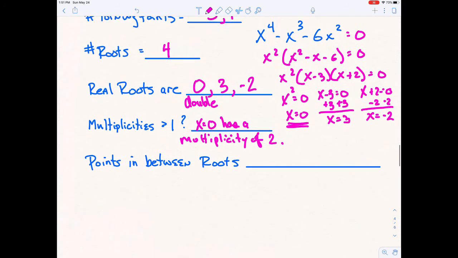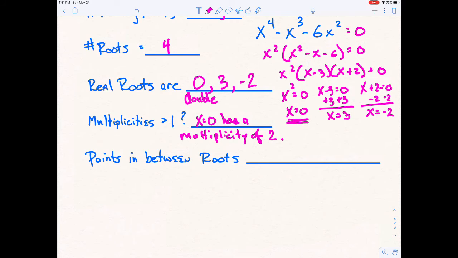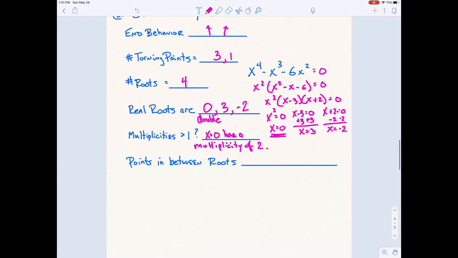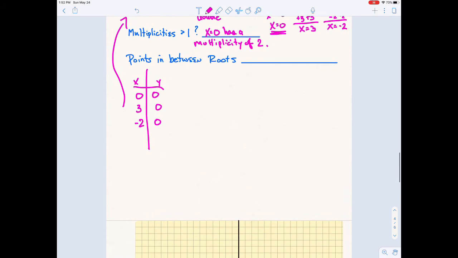All right, so that gives that. We recognize that when we graph that, we're going to bounce at x equals 0, and then points in between the roots. This is where we're going to go ahead and do a little xy table to kind of get ourselves sorted. So when x is 0, y is 0. When x is 3, y is 0. And when x is -2, y is 0, right? Those all come from my real roots. Here's the double, and then 3 and -2. That's our 4 roots. So we want to find out what happens in between 0 and 3, and what happens in between 0 and -2.